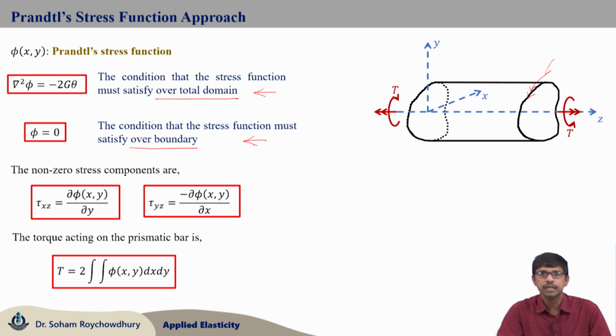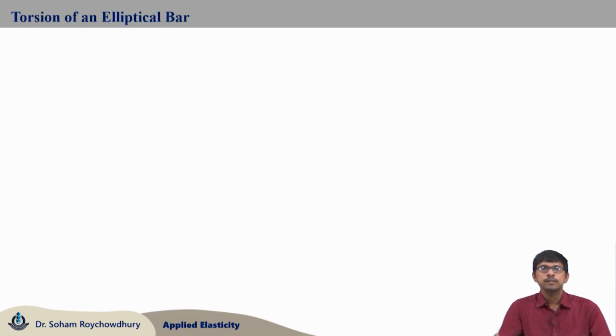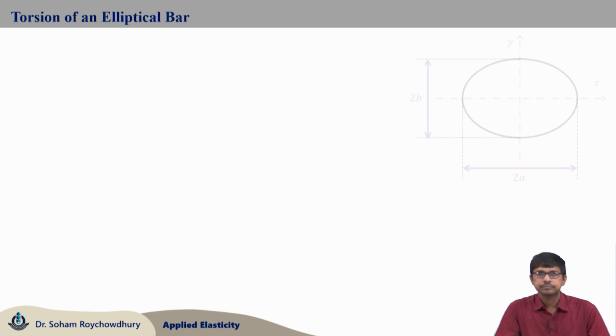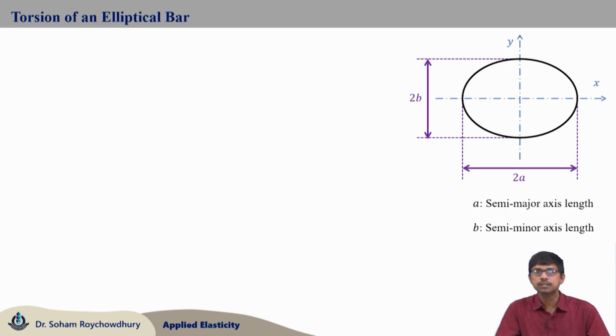Now, we will take different non-circular cross sections. In today's lecture, we are going to start with an elliptic cross section bar. So, we are going to consider a prismatic bar with a cross section being an ellipse and will apply this Prandtl stress function approach for solving the torsion problem of that elliptical bar. So, torsion of an elliptical bar is what we are trying to solve. Our aim is to get the stress distribution and also find the torque T and angle of twist theta relation between them.